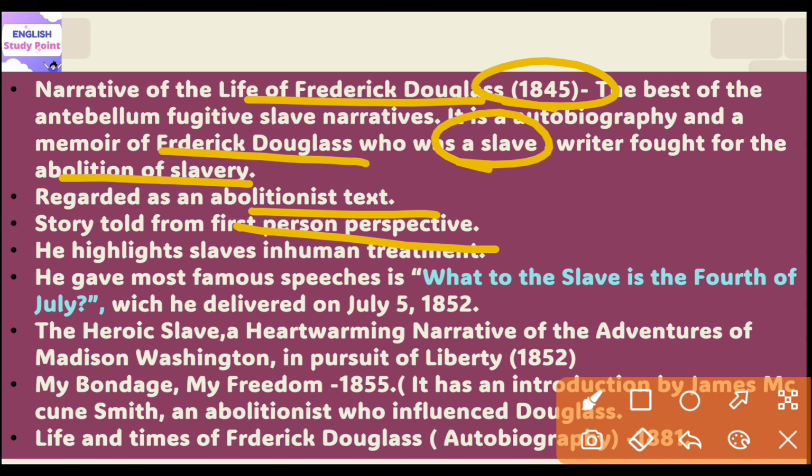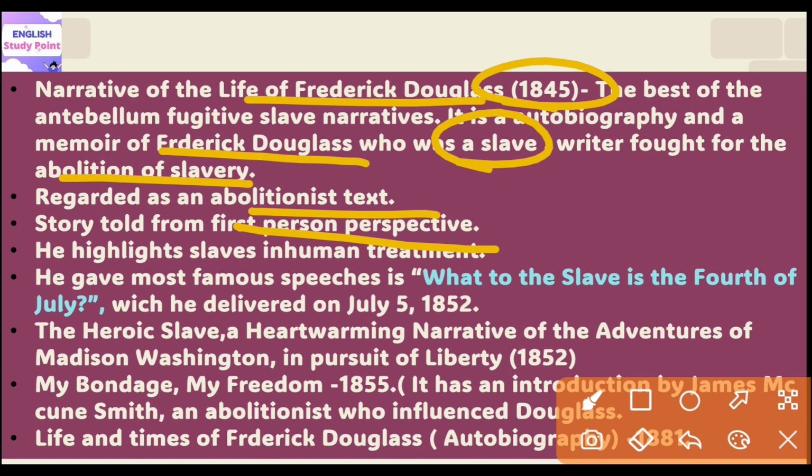In this work, he highlights the inhuman treatment that slaves receive from slave traders. So, how they are sold, brutally treated, and also sold like objects. All this is described in this particular narrative or memoir.